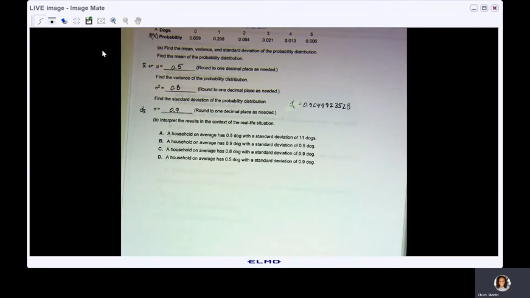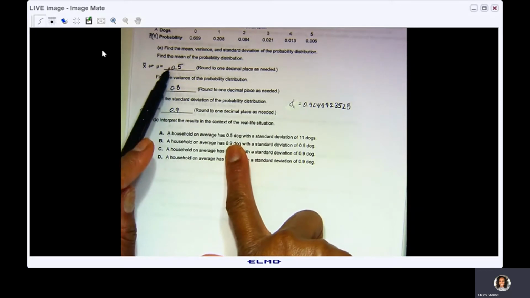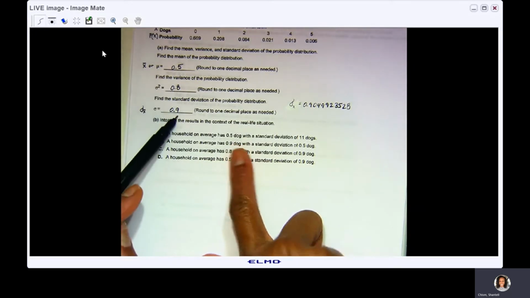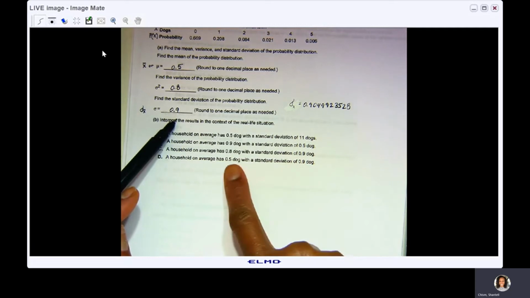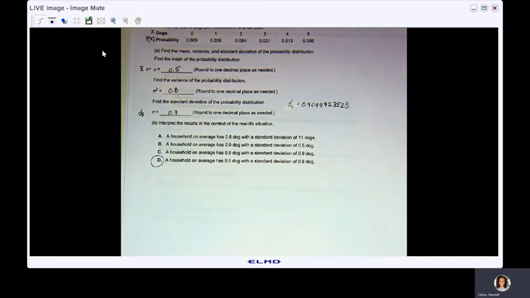All right, now the last part says interpret the results. So here they're just asking us to state the mean or the average, whatever it is, and the deviation. So on average, a household has 0.5 dog with a deviation of 0.9. So 0.5 dog with a deviation of 0.9 dogs. That would be D. D would be your answer there.